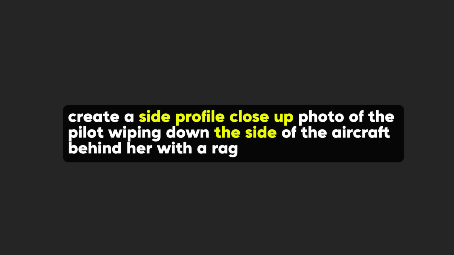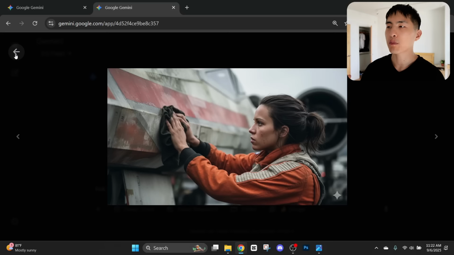When something doesn't work exactly like how you imagined, try adjusting the prompt. Instead, if I modify the prompt to say, create a side profile, close-up photo of the pilot, wiping down the side of the aircraft behind her with a rag. The key changes being that I'm asking for a close-up photo and also for her to be wiping down the side of the aircraft. Nano Banana generates an image that's much more realistic to what the scene should actually look like.